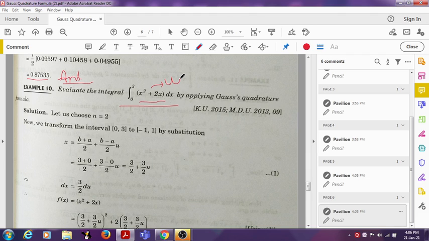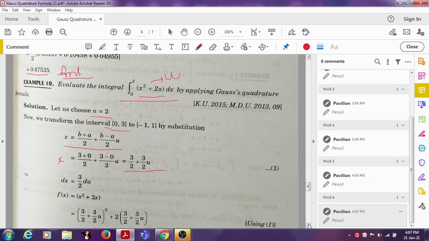First of all we have to choose the value of n. Now in this question we take the value of n as 2. In the first step we are to transform the closed interval 0 to 3, that is our interval a b, to minus 1 to 1, and that can be done by using the substitution formula x is equal to (b plus a)/2 plus (b minus a)/2 into u. So we put the values of a and b in this equation, and in equation 1 you can see that we have found the value of x in terms of u. Now differentiating this equation, dx will be 3/2 into du.